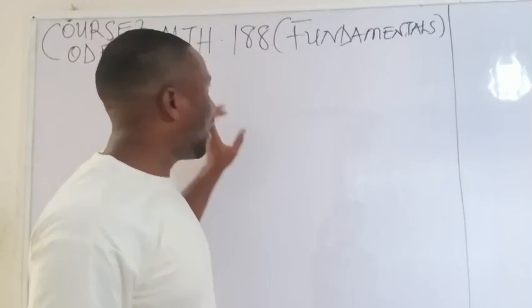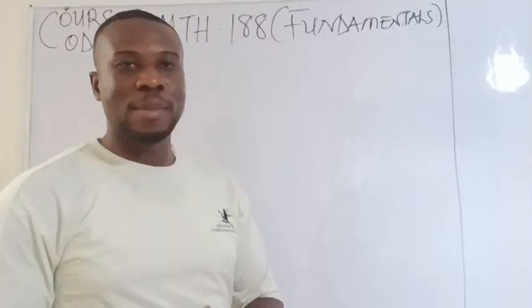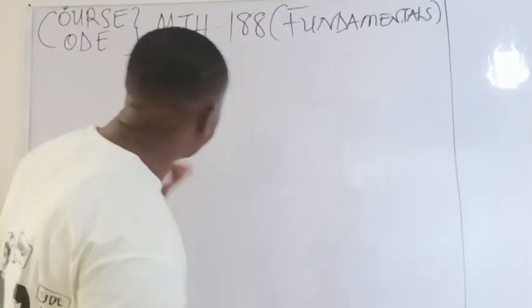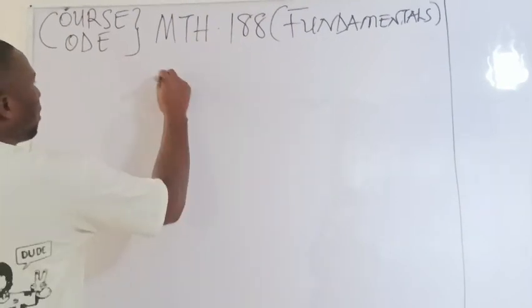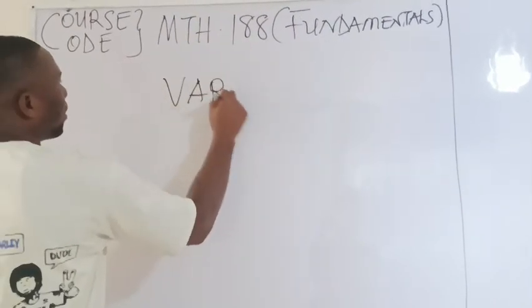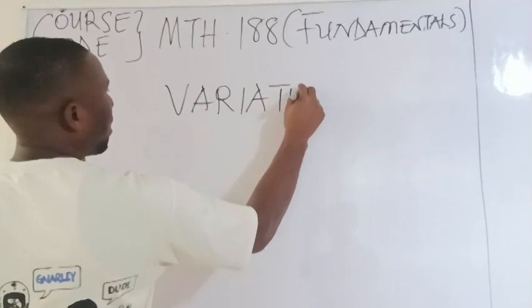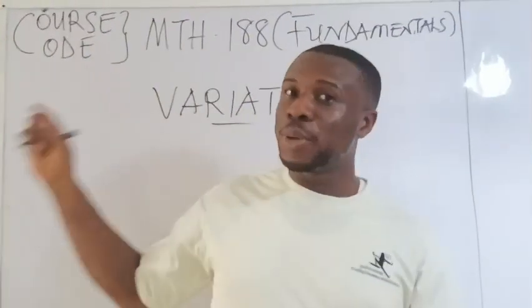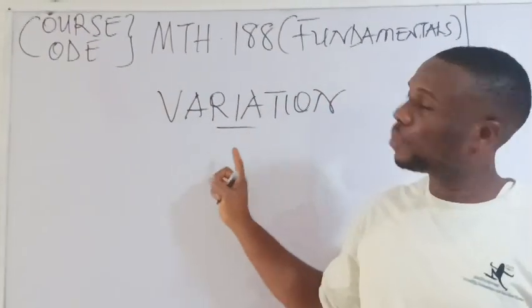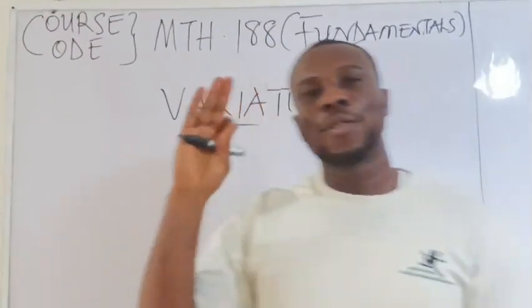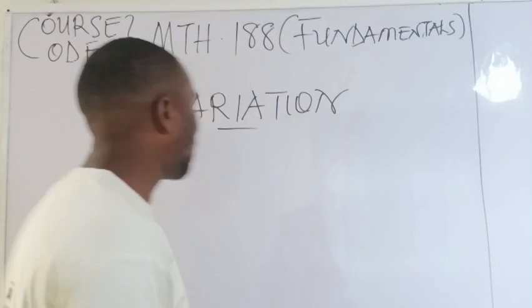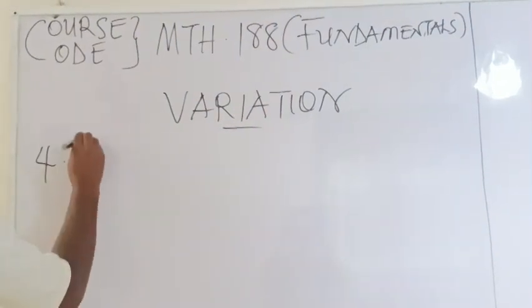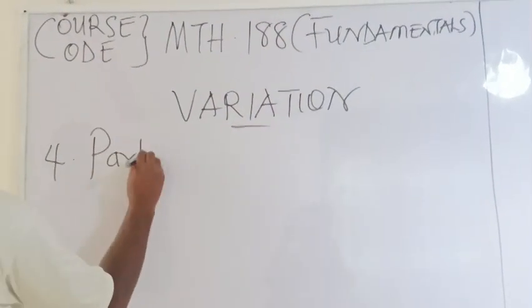This is Math 188, the fundamentals of mathematics, and I would talk about the fourth and the last type of variation, which will bring this topic to a grinding halt. So this will be the fourth part of the second lecture, and then I'll talk about partial variation.